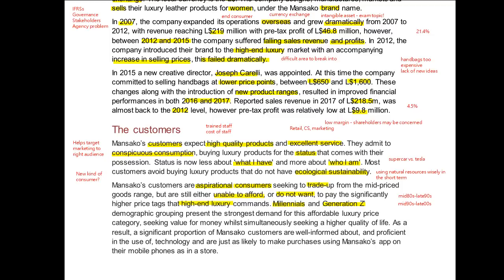And these demographics present the strongest demand for this affordable luxury price category. So this is the new idea of the affordable but luxury. So high quality, but affordable to the extent that an average or normal person can afford to buy these luxury items. And the things that these groups want are value for money, simultaneously seeking a higher quality of life.